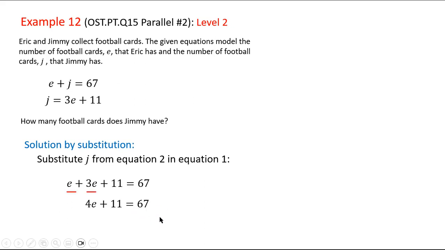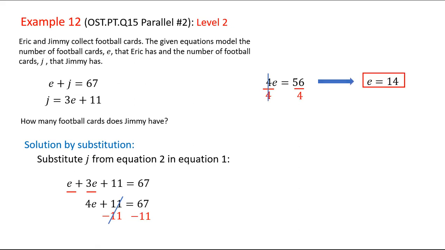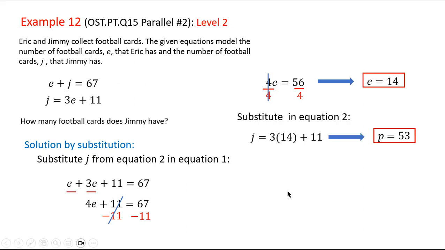Combine terms, subtract 11, divide by 4. E is 14, but he's asking not E, he's asking J. Substitute in equation number 2, 3 times 14 plus 11. J is 53. And you can always check your answer. See, 53 plus 14 is 67.